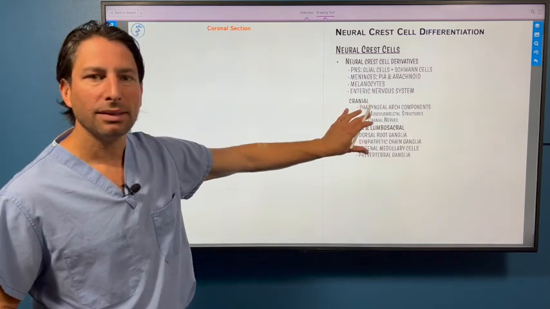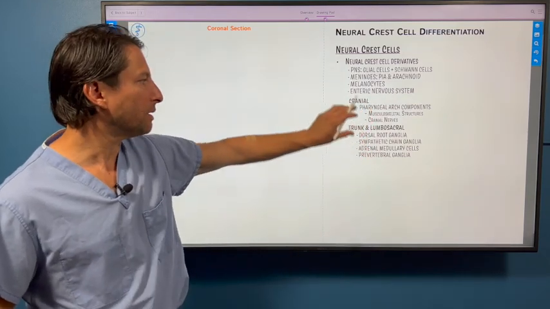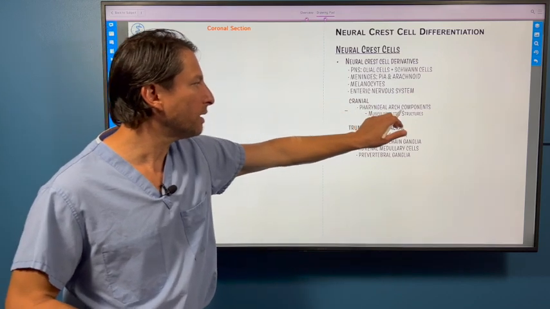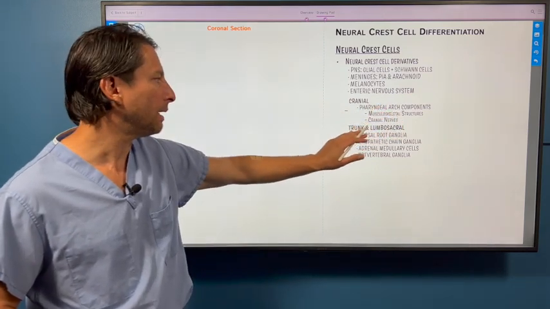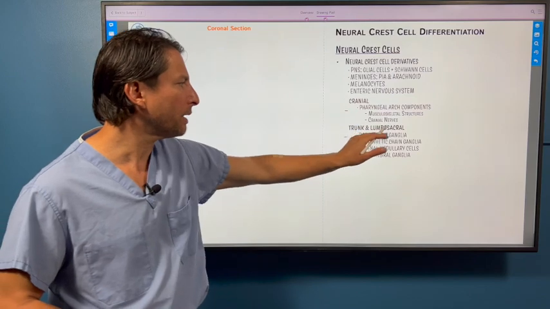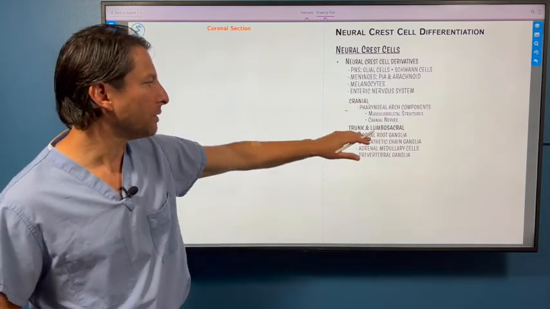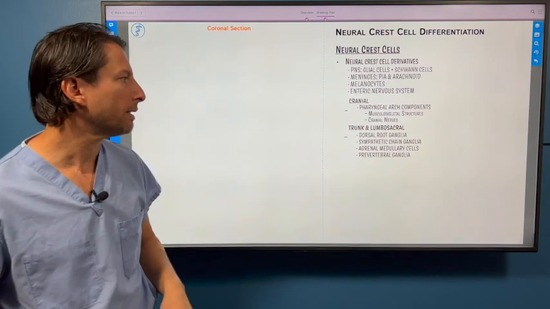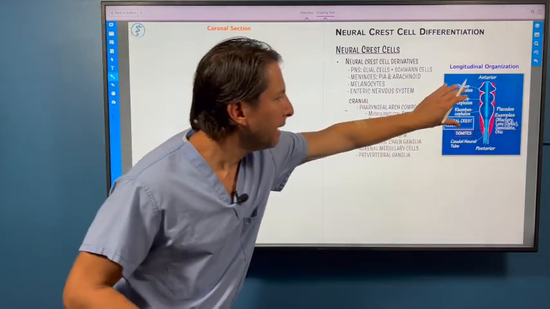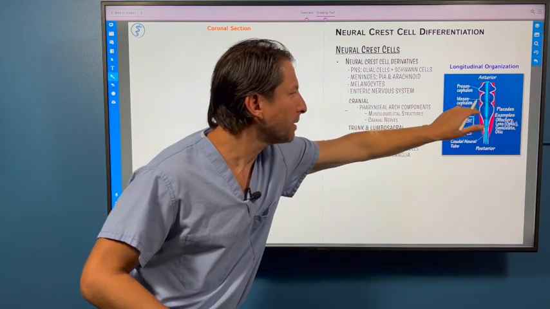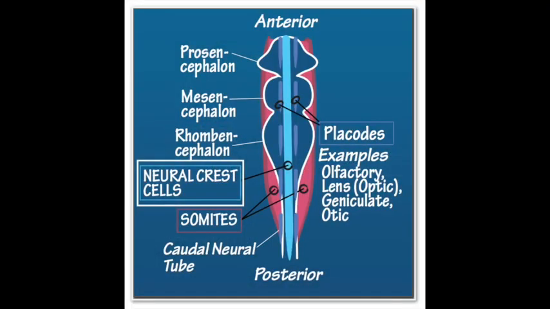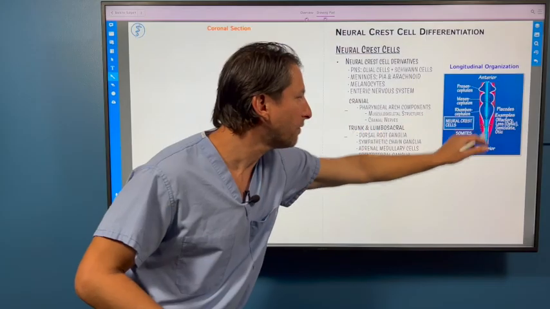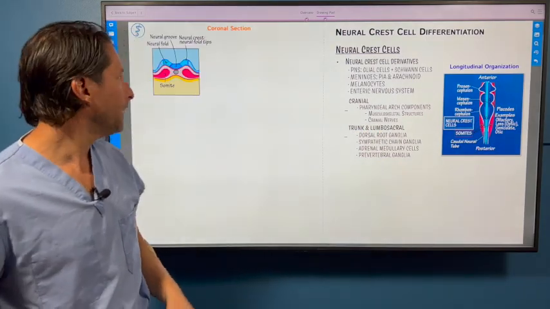We can think about this in terms of different anatomical divisions. There's the cranial, which is these pharyngeal arch components, which we'll talk about again in a minute. And then at the trunk and lumbosacral divisions, there's the dorsal root ganglia, sympathetic chain, adrenal medullary cells, and prevertebral ganglia. So this is an illustration to help show the brain vesicles, which we'll talk about momentarily, and then the neural crest cells in mid-view here in midline dorsally, and then the somites flanking the neural tube.